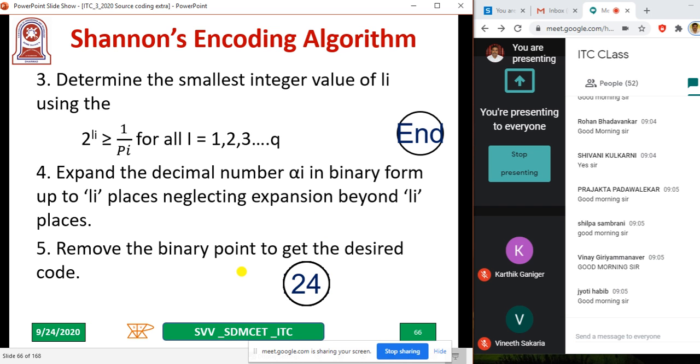And those who are interested to work can keep in touch with me. I'll assign work so that you will become an expert. So let us go to the next slide. There we'll take one example and discuss the Shannon encoding algorithm.